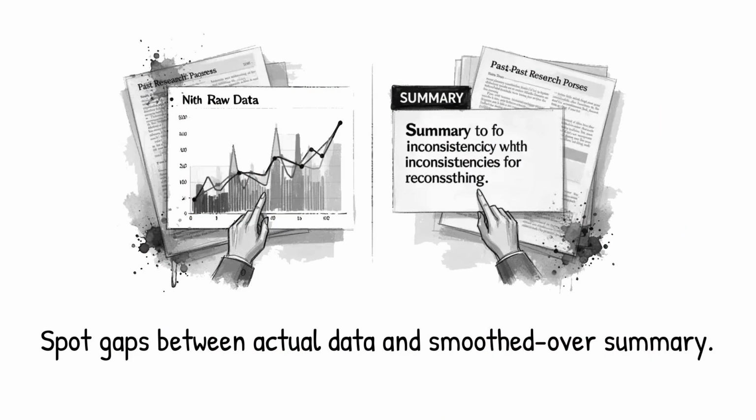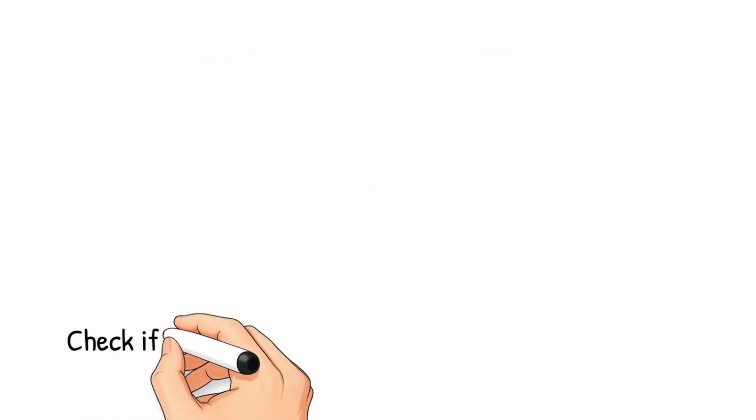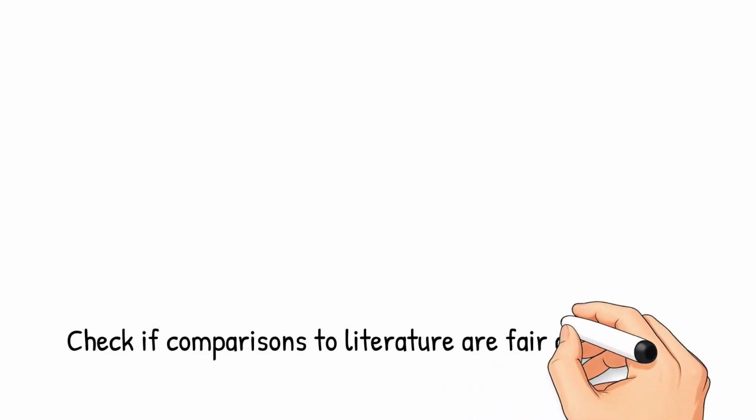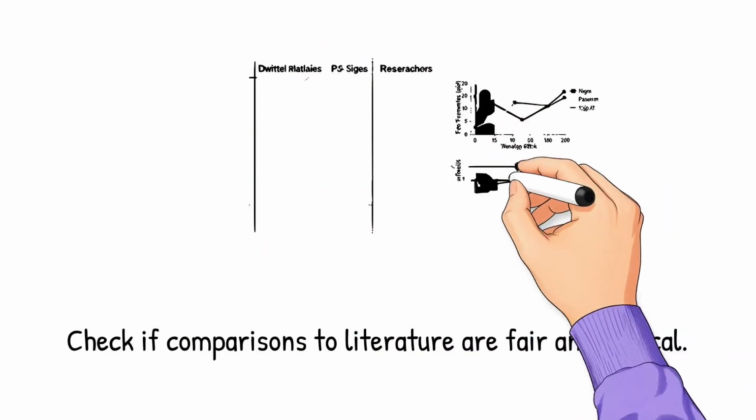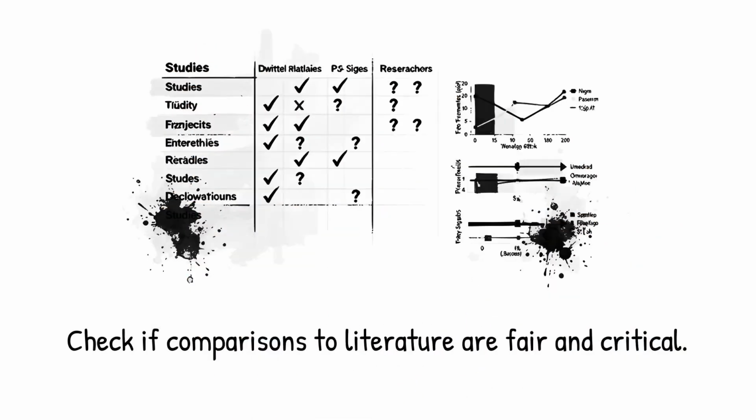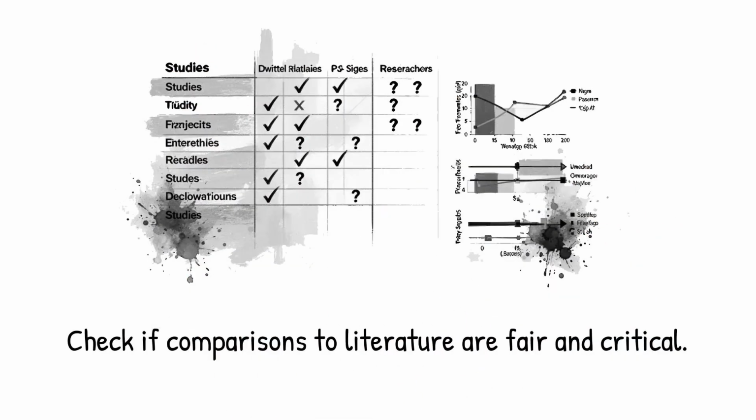The second thing you check is how the findings compare to previous literature. A strong discussion places the new findings in context, agreeing with, improving upon, or contradicting earlier studies. This tells you whether the finding is a consistent pattern or an outlier standing alone. Apply a critical filter here too. Check whether the comparison is fair. Similar populations, similar follow-up periods, similar definitions of success.